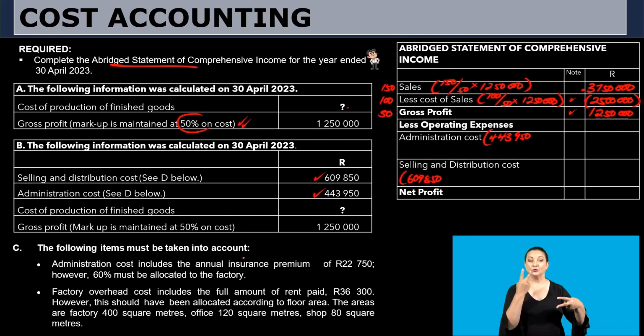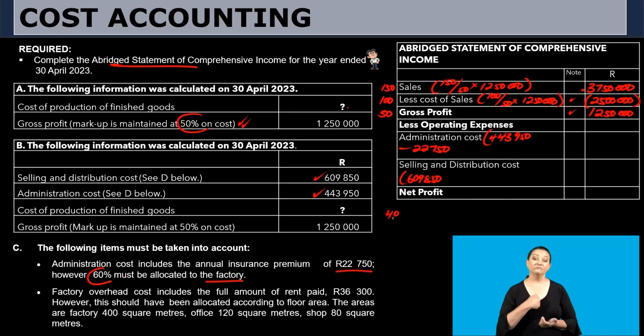After you've recorded your 609,850 under selling and distribution, you now come to information C, which reads, the following items must be taken into account. Administration cost includes the annual insurance premium of 22,750. However, 60% must be allocated to the factory. That means it was incorrect recording the 22,750 under administration. So I have to come and say minus 22,750. Then I know that 60% goes to the factory. That means 40% will now go to the administration.